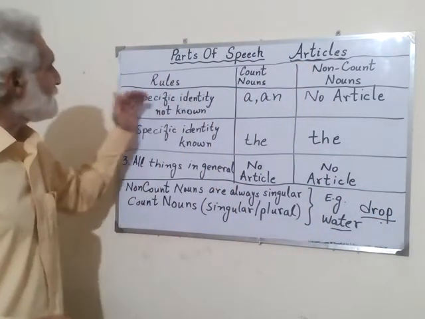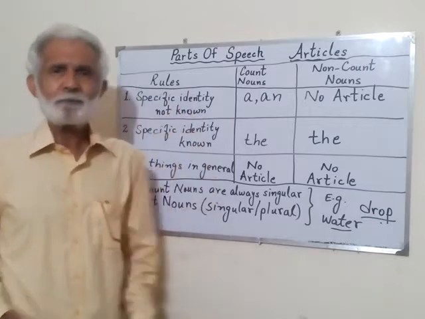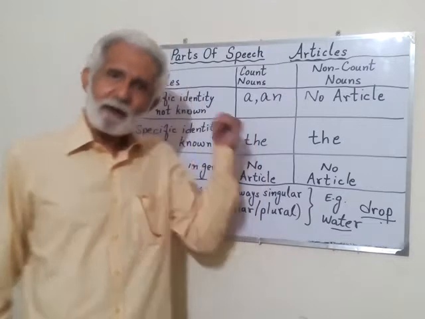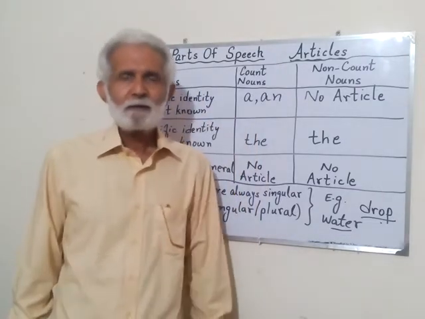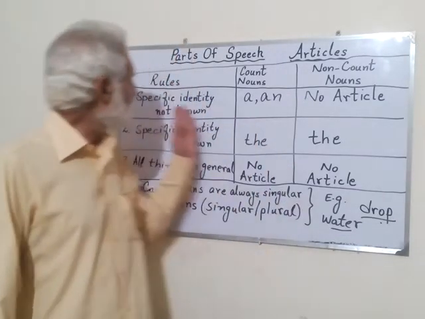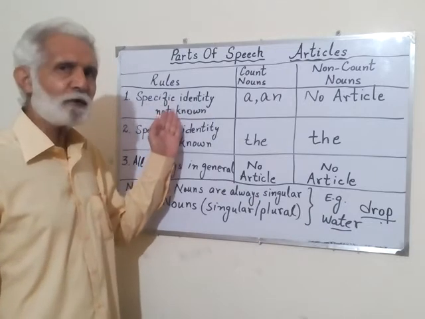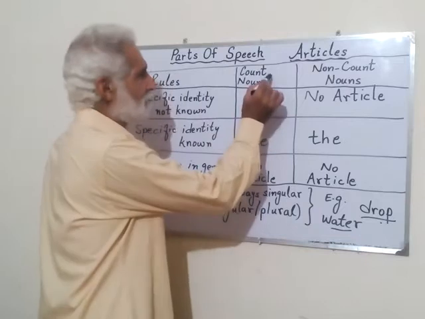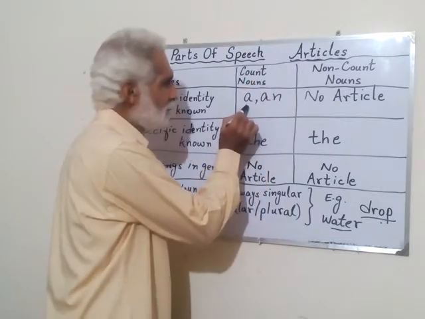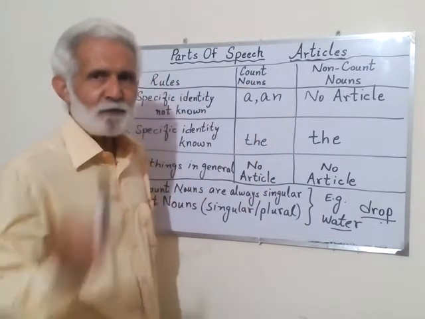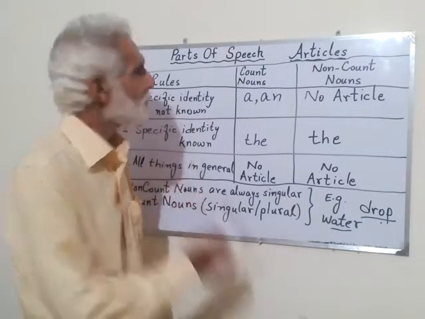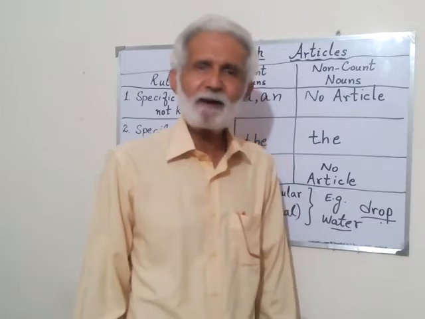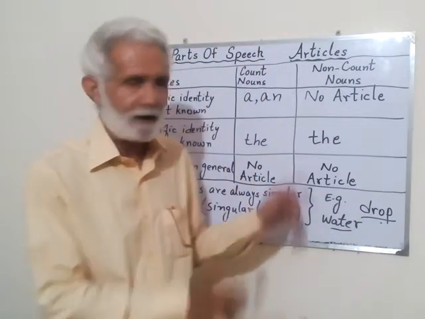Rule number 1 says specific identity not known. When I say specific identity, don't get confused. I am saying proper noun. When we know that it is a common thing, then if the common thing is countable, you will use a and an. If that specific identity not known is non-count, then you will not use an article before that. Then the article is not used. I will give you examples for that.